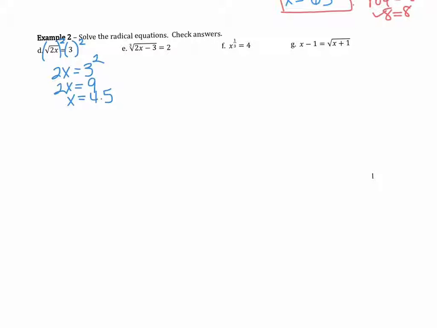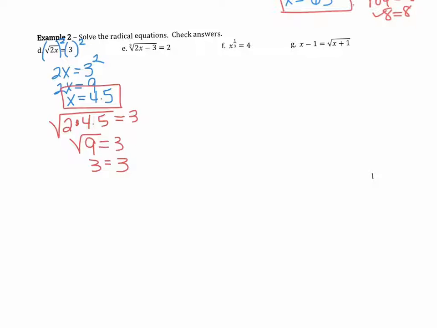Then when you check your solution, you would say the square root of 2 times 4.5 equals 3. The square root of 9 equals 3. And we know the square root of 9 is 3. So your solution to the equation is x equals 4.5.